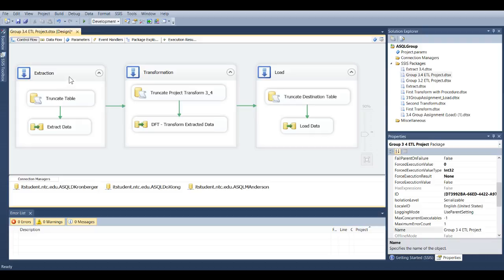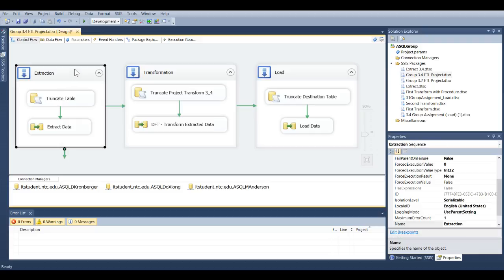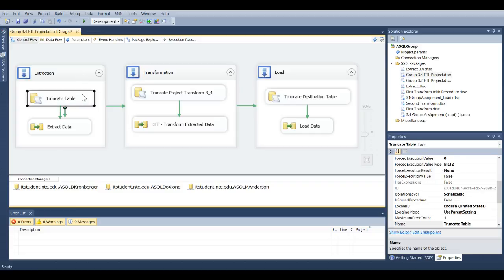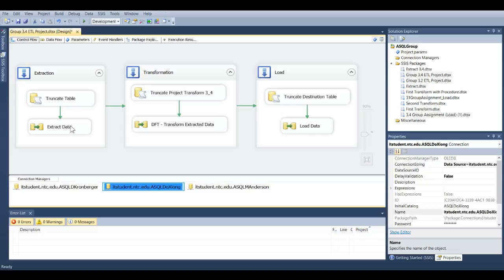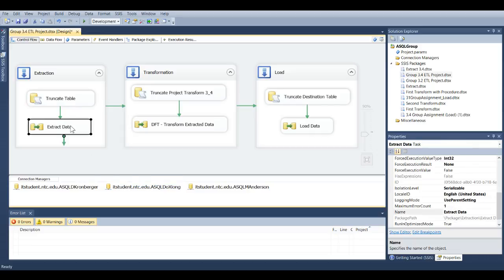Dakota was in charge of handling the extraction process. In this container, the first step involves truncating the table in his database. What then follows is the extraction of data from my database containing data about baby names and extracting it into his database.